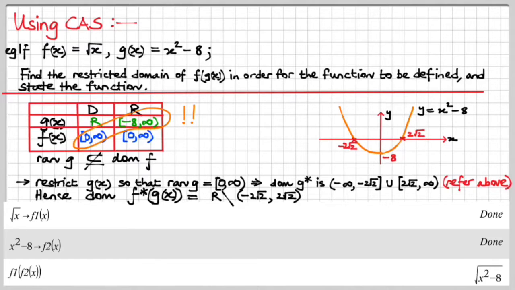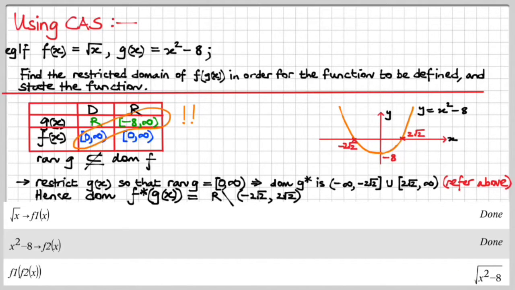Very good. And there's a little bit of CAS just at the end for you. I've defined the first function as root x. That's what we had up here as f of x. I've called that f1 of x. And then x squared minus 8 I've defined as f2 of x. And I've just put in, this is how to get the composite function in your CAS, f1 of f2 of x, which comes out as the square root of x squared minus 8, yeah?